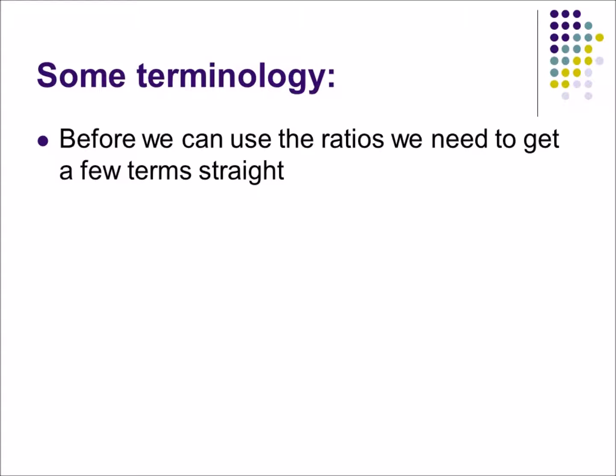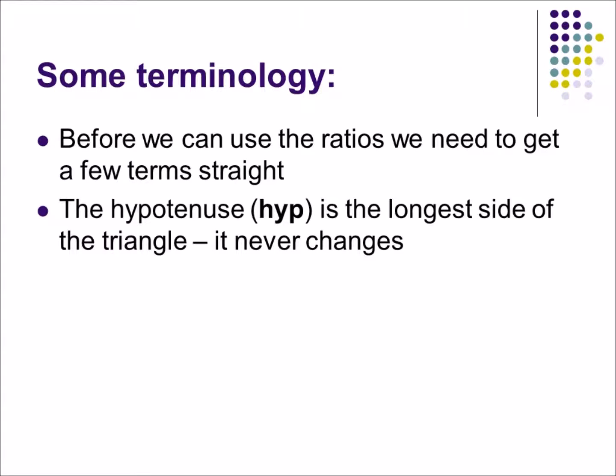Well, before we can get to that, we better make sure we understand what we mean by opposite, adjacent, and hypotenuse. Hypotenuse, that's the easy one. The hypotenuse of a right triangle is simply the longest side of the triangle. It's the side opposite the 90-degree angle. And that never changes.